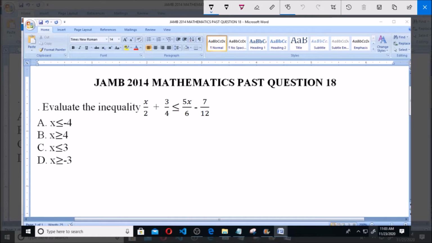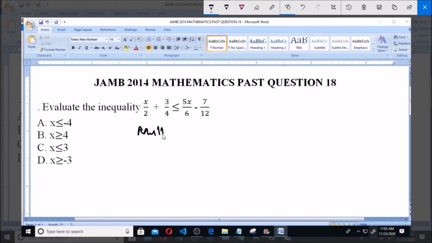I will be answering JAMB 2014 Mathematics Past Question 18. Evaluate the inequality x over 2 plus 3 over 4 is less than or equal to 5x over 6 minus 7 over 12. Now let's multiply through by 12.